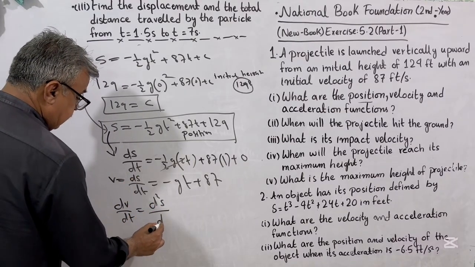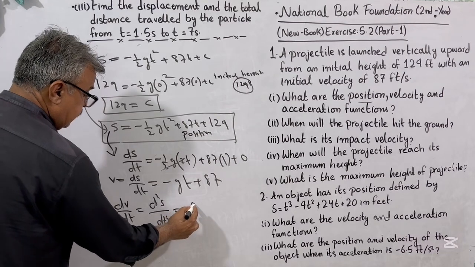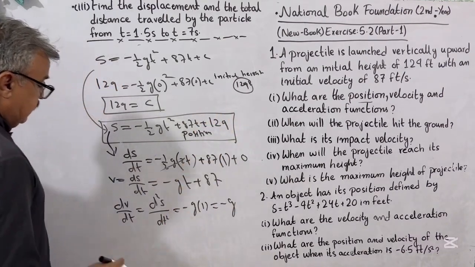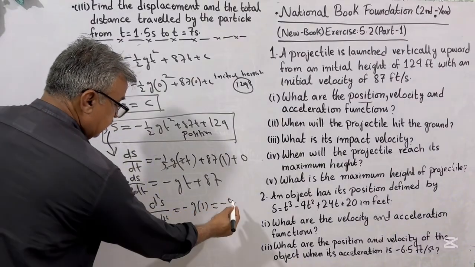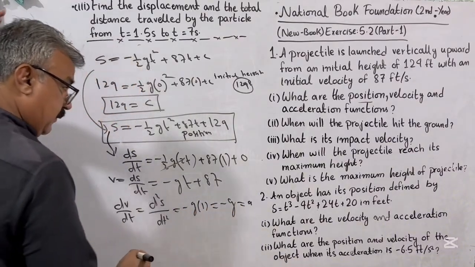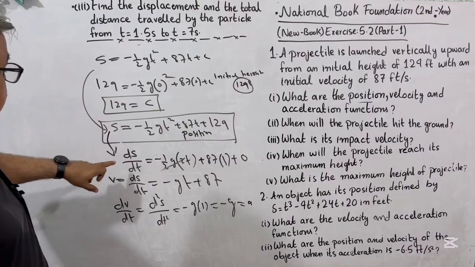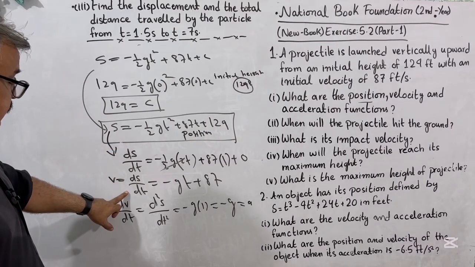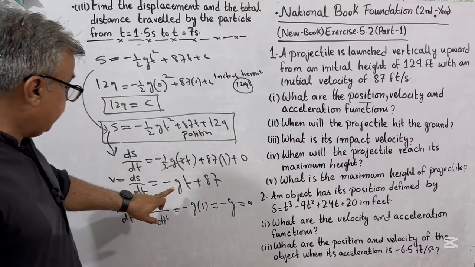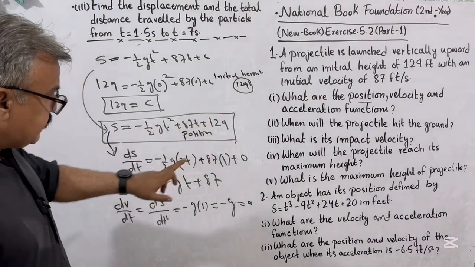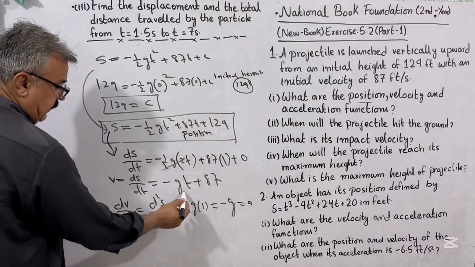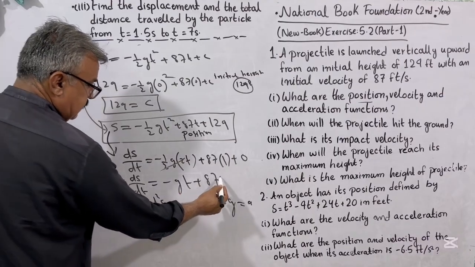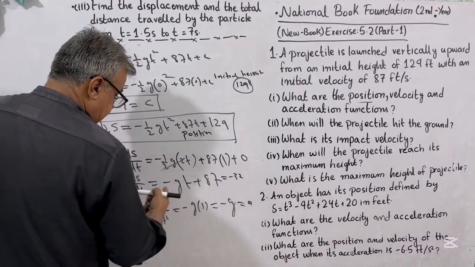Double derivative, d²/dt², we have negative g times 1. That's our negative g, our acceleration, as we have at the outset. This is the position function, this is the velocity function. In the case of feet per second, one can write 32 feet per second. The value of g in feet is negative 32.